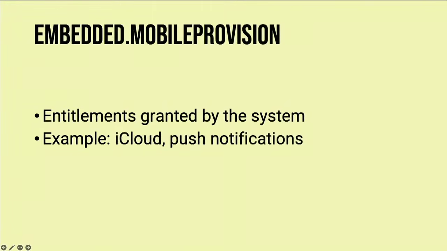But don't forget about the embedded.mobileprovision file. This is also really important. You've also heard a lot about entitlements today. This basically contains all of the entitlements that are granted by the system. So this isn't a request to the user to give these permissions. These are granted by the Apple system itself. And it gives access to sensitive things like iCloud, push notifications, keychain, and we're going to see an example of this later on as well.